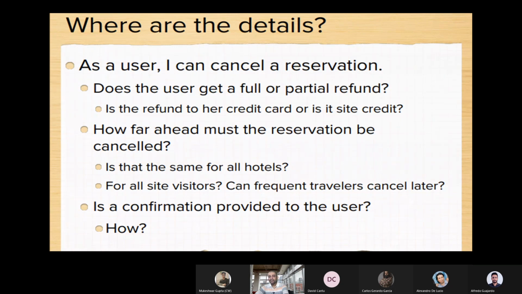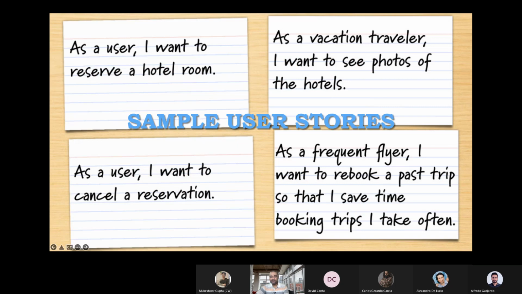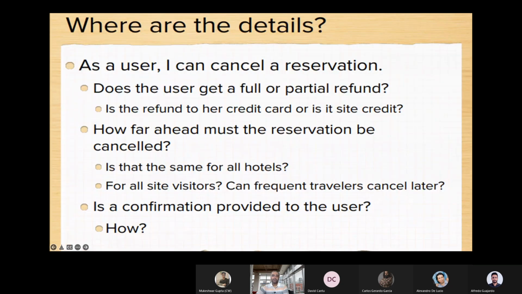Fine. So here you are saying, hey, I have to cancel the trip, or I have to book the trip, I have to reserve the hotel, but where is the detailing? So as a user, I can cancel a reservation. Detailing comes when we break it down. You want to cancel. That is a story. But the subtask or more detailing can come.